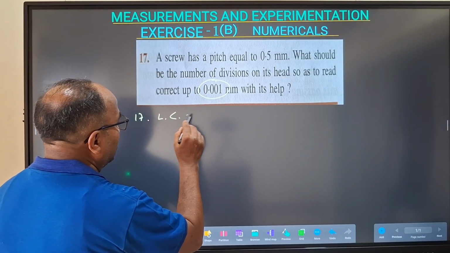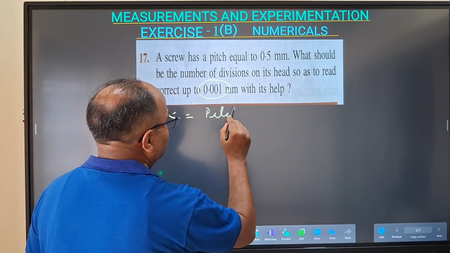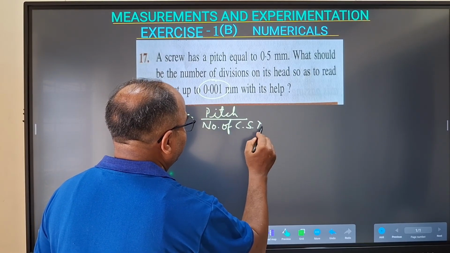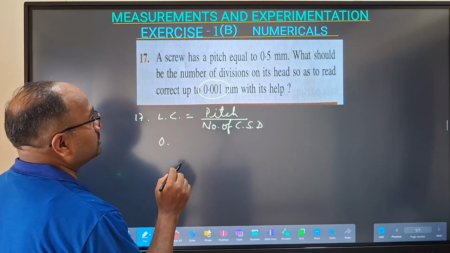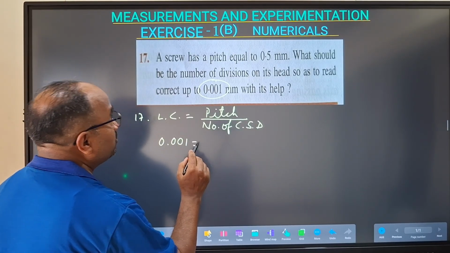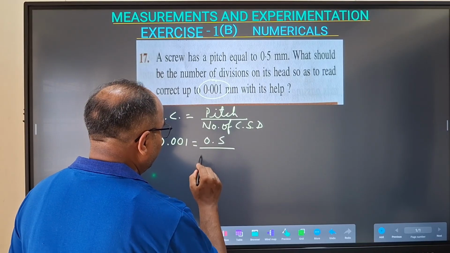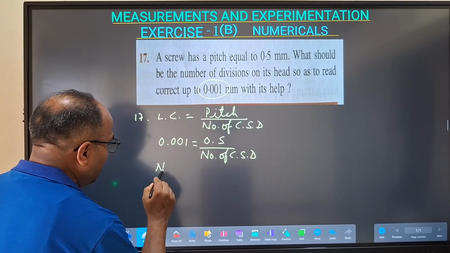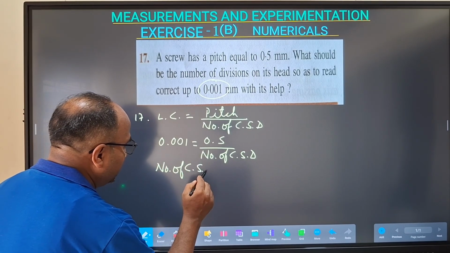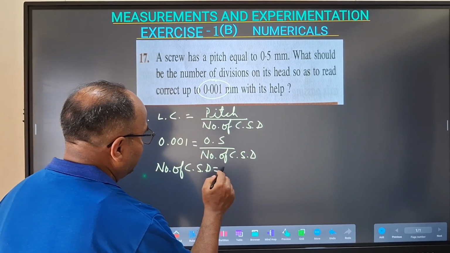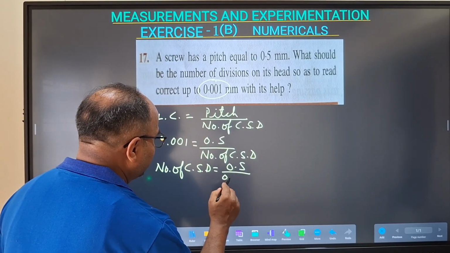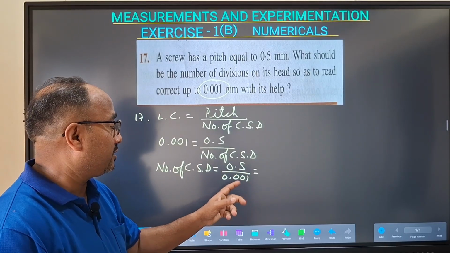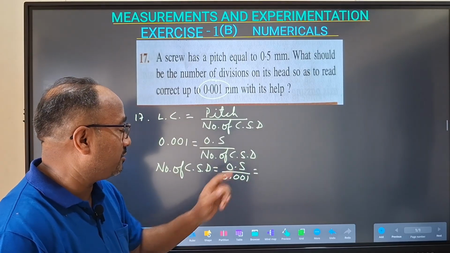Because it is told correct up to this. So I will write here, least count is equal to pitch by number of CSD, circular scale divisions. So least count is given to you, 0.001, pitch is given to you, 0.5, number of CSD you have to find. So now I will write number of CSD. So 0.5 will remain in the numerator. This will get divided by 0.001. So if I shift the decimal 3 places ahead, this will be remaining as 1. So here also 3 places ahead.